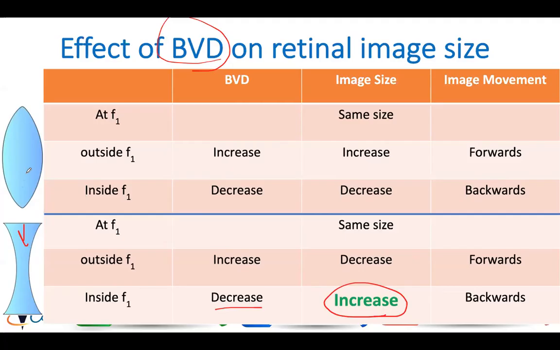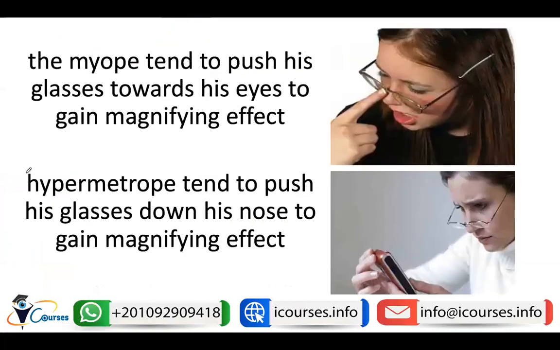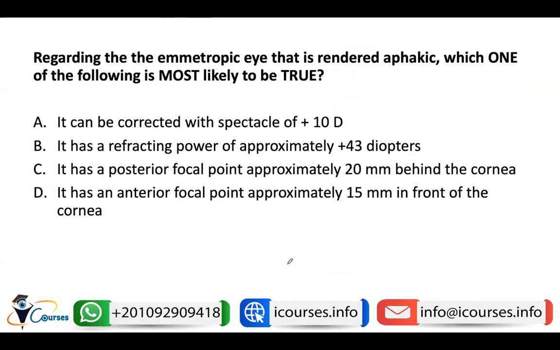Like, for example, if we are shifting from a spectacle to contact lens, or even when the myope is pushing his spectacle toward his eye. As he is pushing the spectacle toward his eye, this will decrease the back vertex distance, gaining more magnifying effect, and gaining more size of the retinal image. Okay, let's move to the next question.